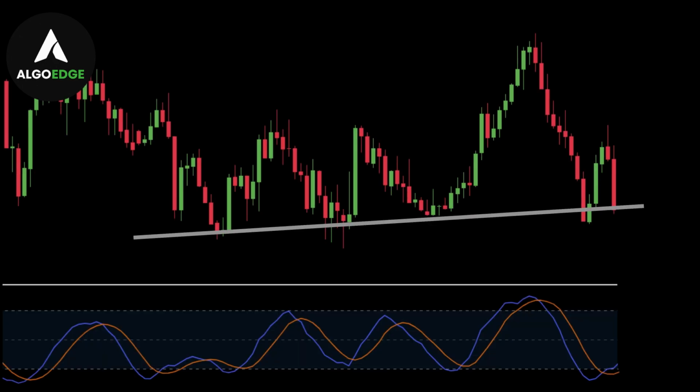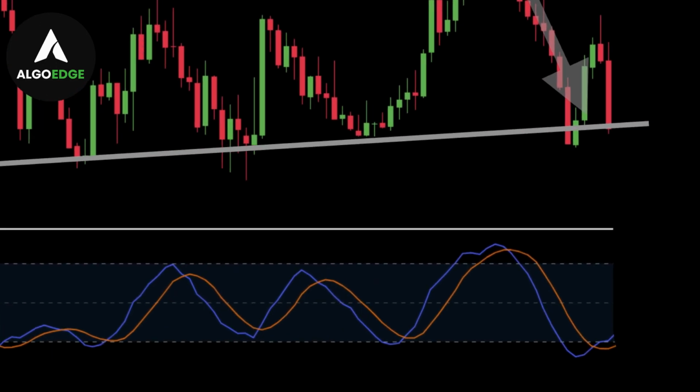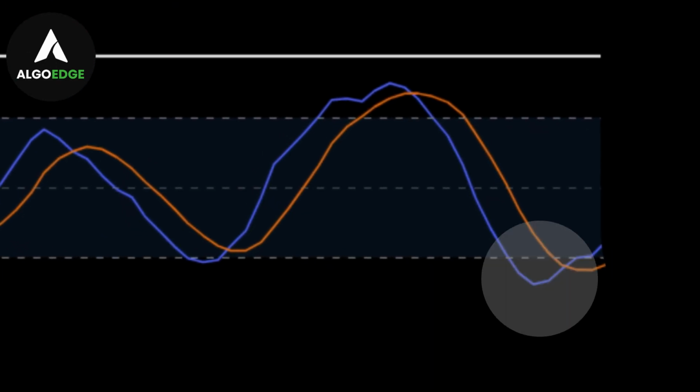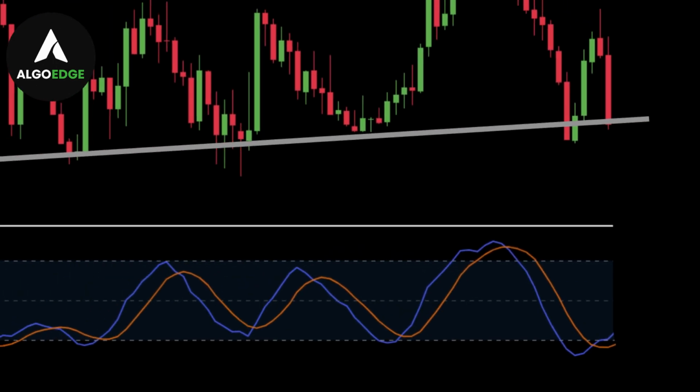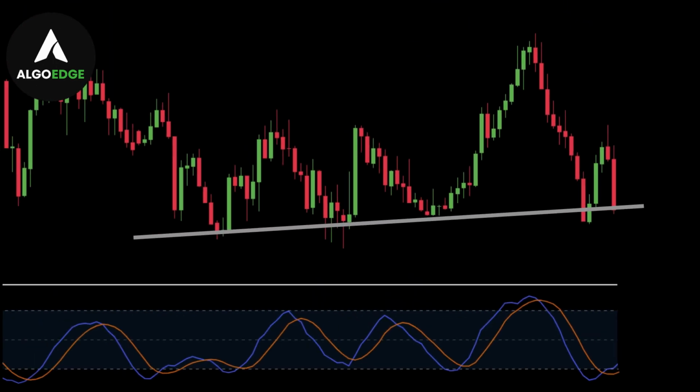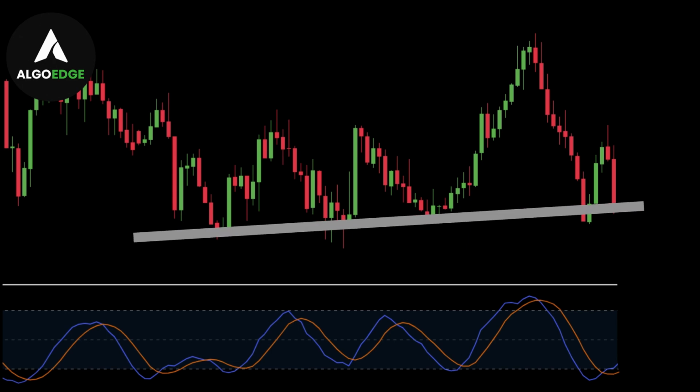Now, here's what we're looking for. We want price to be approaching the trend line, while the stochastic oscillator is entering the oversold region. This tells us that the market may be temporarily exhausted to the downside within a larger uptrend. But remember what we discussed earlier. We treat a trend line as a zone, not as an exact line. So price doesn't need to touch the trend line perfectly. As long as the price is reacting within that trend line area, the setup remains valid.